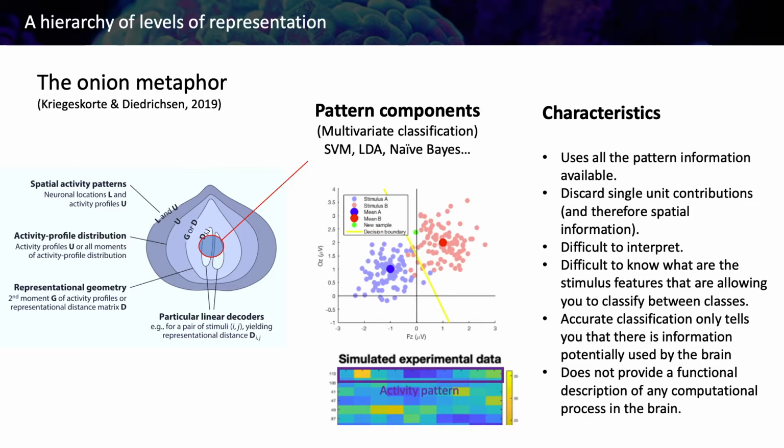Then, as I said, it's discarding single unit contributions. You are just looking at the pattern information. So you cannot see how the information is spatially distributed in the brain, unless you use a searchlight technique, but the searchlight technique is not telling you too much about how the units are working; it's just giving you some kind of description of the multiple units measured together. Then it has the problem that it's difficult to interpret the classifiers, so you don't know what you are classifying. You cannot know what the classifier is classifying.